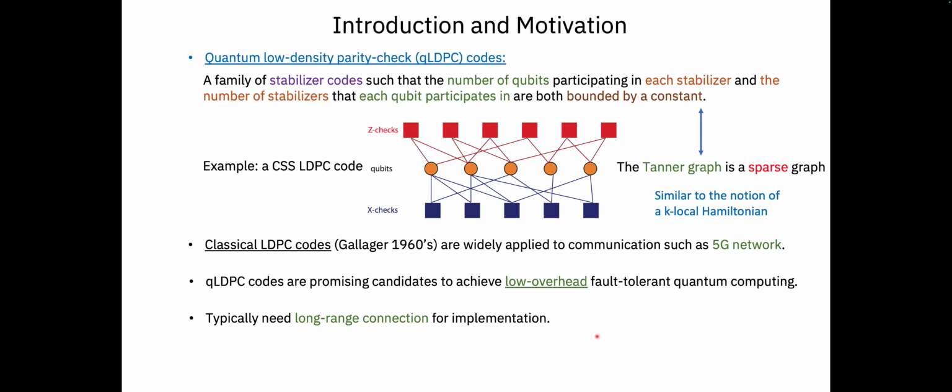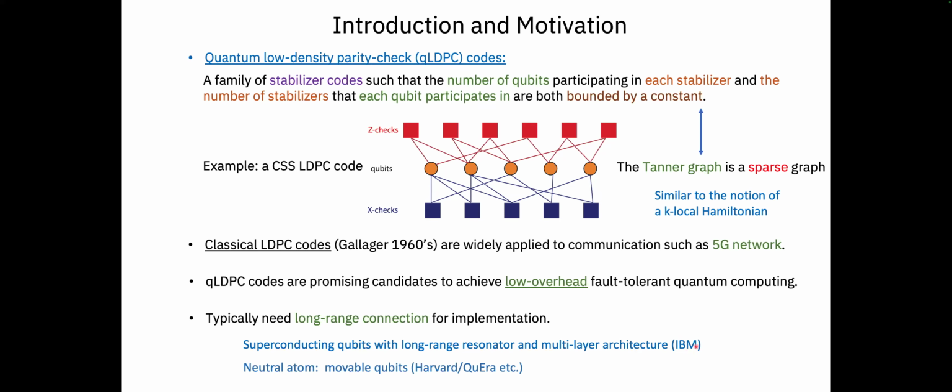This type of code typically needs long-range connections for its implementation. The relevant hardware includes things like superconducting qubits with long-range resonators and multi-layer architectures, which are certainly being developed at IBM. And for other platforms like AMO systems, including neutral atoms, there could be movable qubits, so you can move the qubits around to implement such long-range connections. And there are other platforms like ion traps that could do something similar.